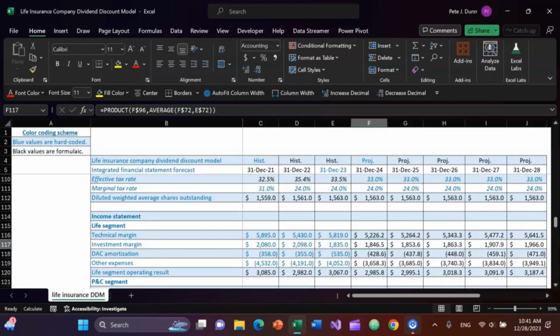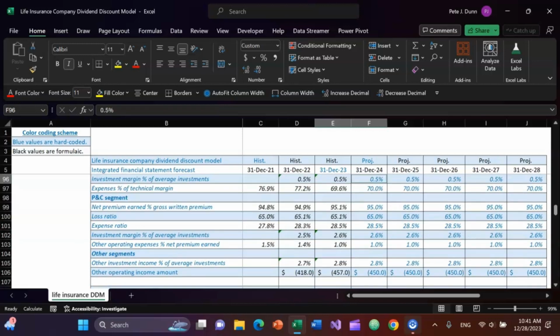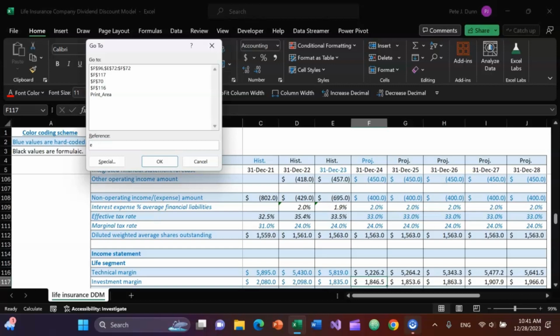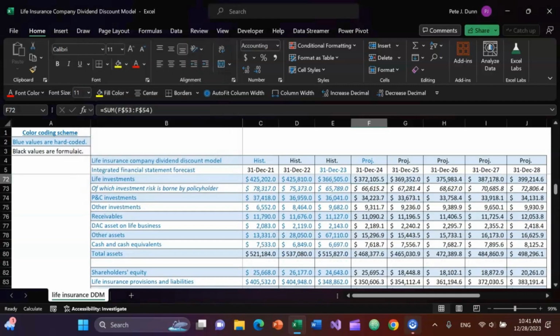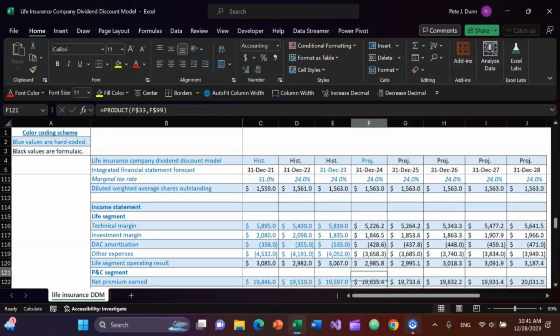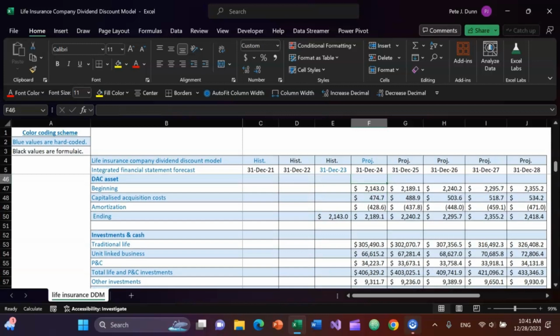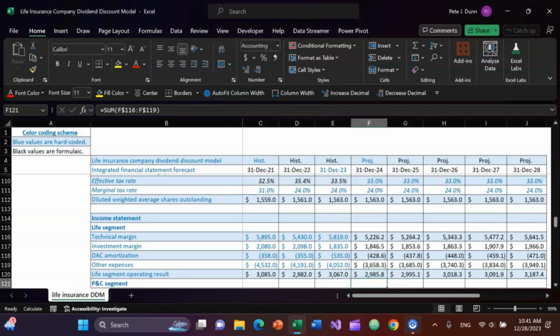Investment margin is going to be based on row 96. So the investment margin as a percentage of average investments. And we can see what those are in row 72. That's the life insurance investment, since this is the life insurance piece. DAC amortization, deferred acquisition cost amortization, that's referenced to row 49 schedule, F5 enter to get back.